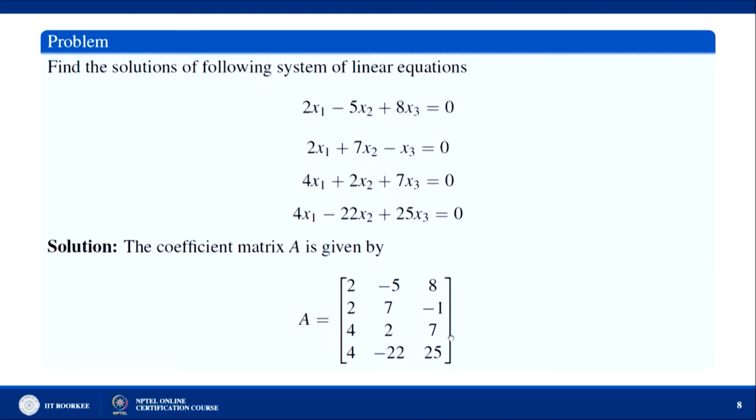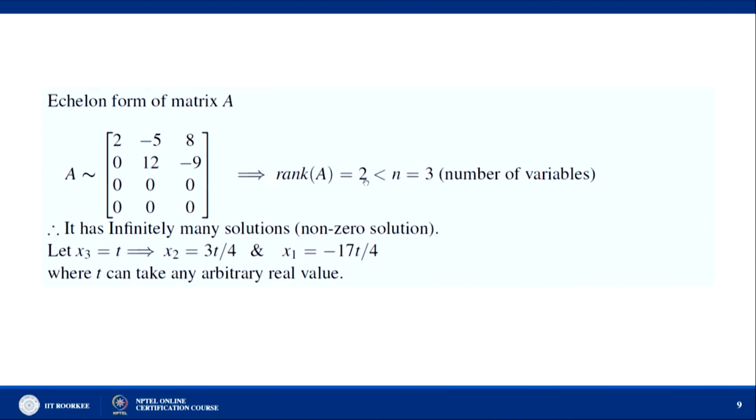When you find out the rank of this matrix by converting this into its echelon form, we can obtain rank as 2, and number of unknowns are 3. So, rank of matrix is less than number of unknowns. This means this system has infinitely many solutions.